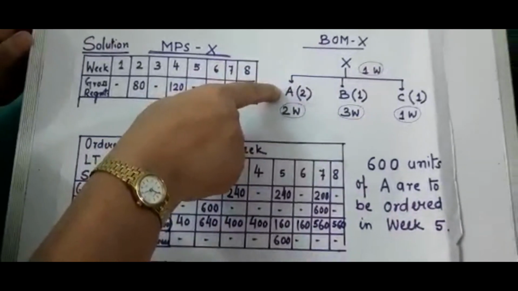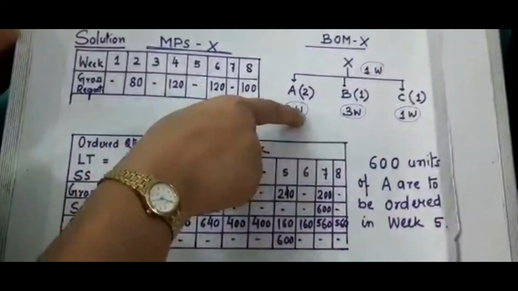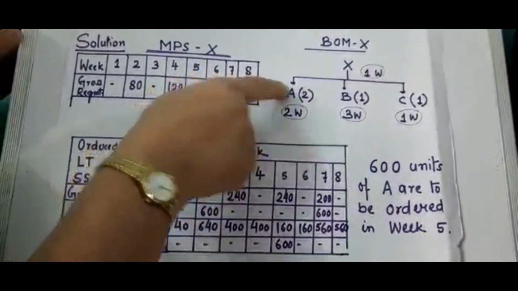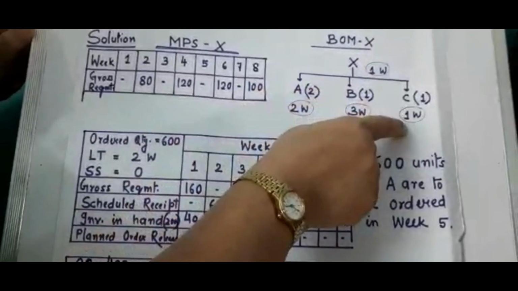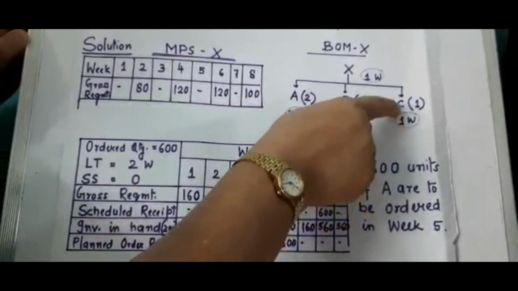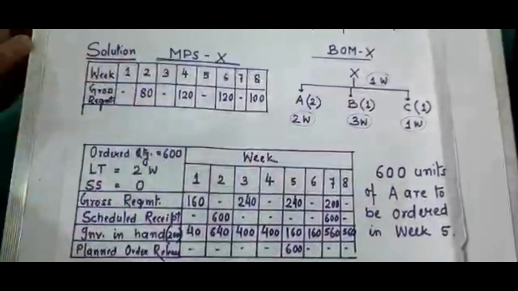It is procured from outside. So 2 week is the lead time of procurement for A. 3 week is the lead time of procurement for B and 1 week is the lead time for procurement of C, which are given in the problem.